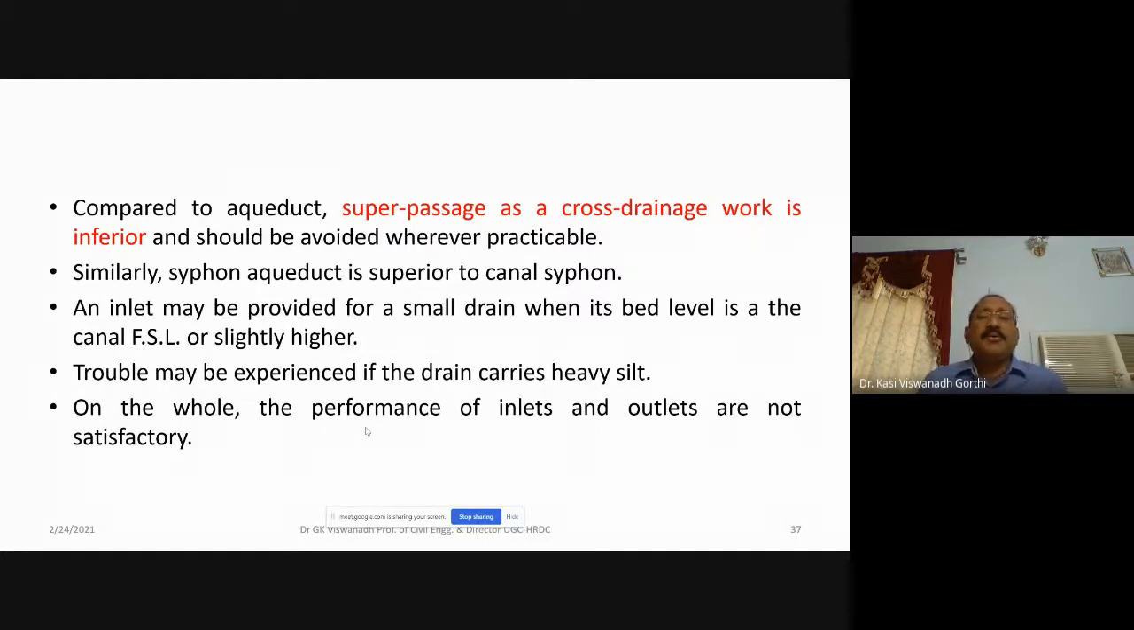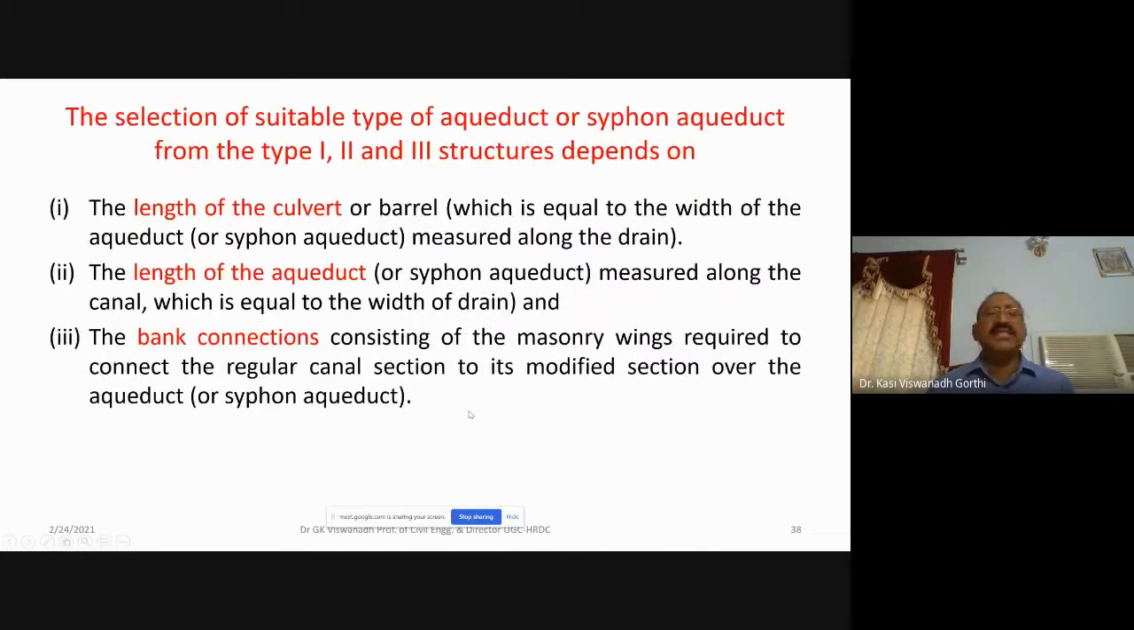An inlet may be provided for a small drain when the bed level is at the canal FSL or slightly higher. Trouble may be experienced if the drain carries heavy silt. We have already seen that choking takes place because siltation is there. Choking takes place, the available cross-sectional area would be less, discharge becomes less. On the upstream side, water level increases, leading to the failure of the structures. So, on the whole, the performance of the inlets and outlets is not very satisfactory.